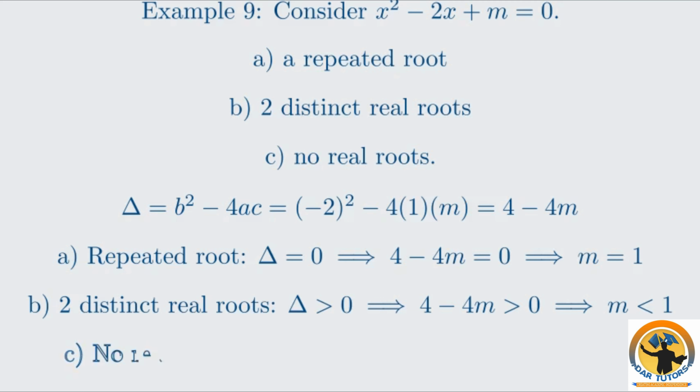C. For no real roots, the discriminant must be negative. So 4 minus 4m is less than 0. Solving this inequality, we find that m must be greater than 1.